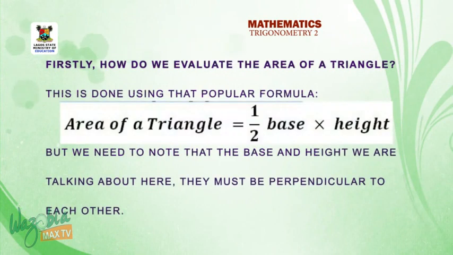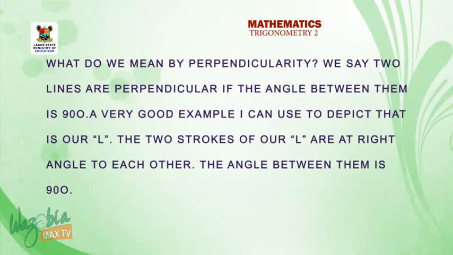Firstly, how do we evaluate the area of a triangle? This is done using that popular formula. Area of a triangle equals half base times height. But we need to note that the base and the height we are talking about here must be perpendicular to each other. What do we mean by perpendicularity?